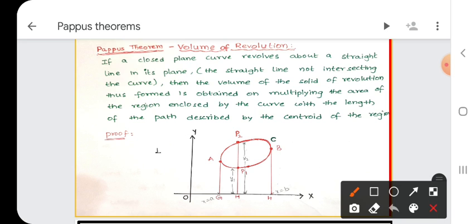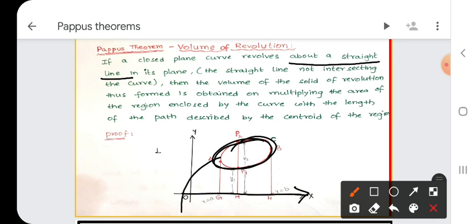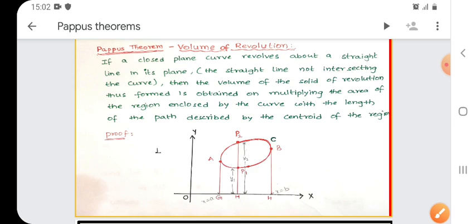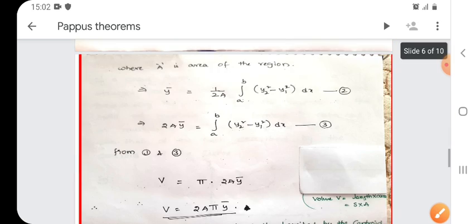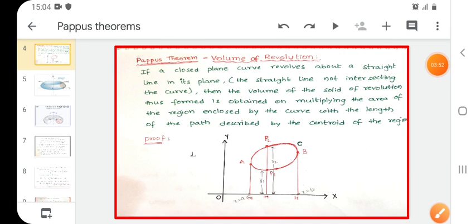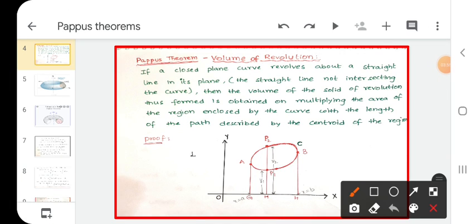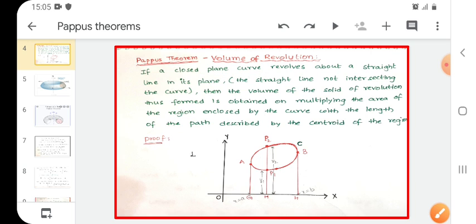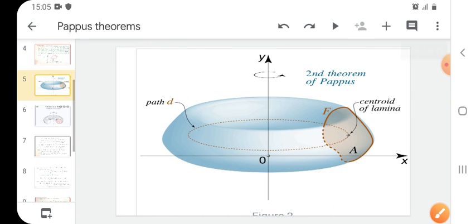If a closed curve revolves about a straight line, meaning about an axis, whether x or y or any other axis, we just say straight line. This is our closed curve, and it revolves about an axis. Here we take the x-axis. Revolves means like this. Here we have a closed plane curve, and it revolves about a straight line, meaning an axis.